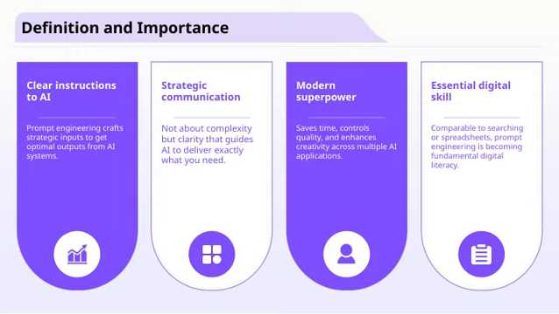And importantly, prompt engineering is becoming an essential digital skill, something comparable to searching effectively online or working with spreadsheets. As AI becomes more integrated into our daily work, mastering this skill is becoming fundamental to digital literacy. So, in the bigger picture, mastering prompt engineering is about empowering ourselves to communicate with AI more effectively, making our work smarter and more innovative.